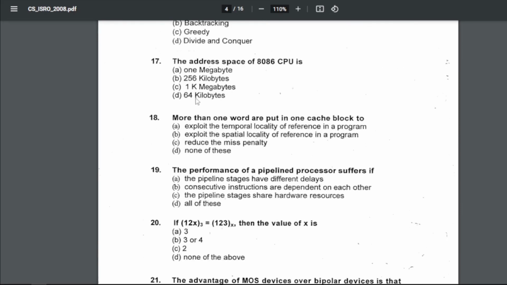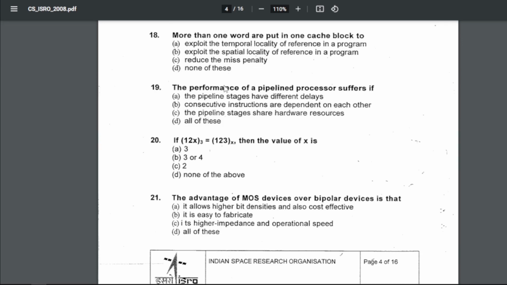Now question number 17 is, the address space of 8086 CPU is what? So for this, our answer is A, that is 1 megabyte. Basically in 8086 architecture, there are 16-bit data lines and 20-bit address lines. So 16-bit data lines means that the word size must be 2 bytes and these 2 bytes can be read in a single memory cycle. So 20-bit address lines means that the memory size is 2 to the power 20 bytes, that will be equal to 1 megabyte, right?